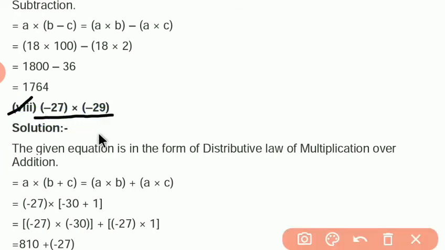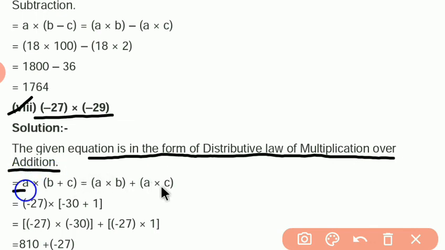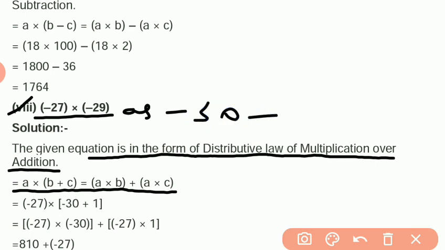Now how to solve this one? We have to make this question according to our properties. So let us see how to write. The given equation is also in the form of distributive law of multiplication over addition. A into B plus C is equal to A into B plus A into C. So minus 27 into, we can write minus 29 as minus 30 plus 1. We know that if we minus 1 from 30, we will get 29.